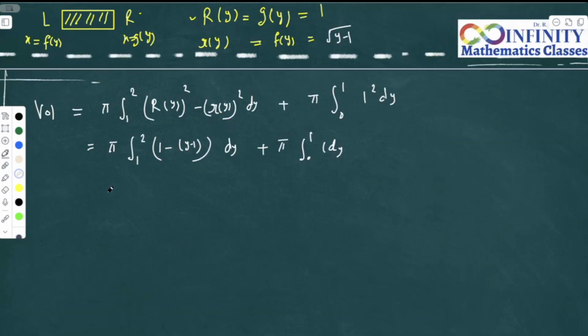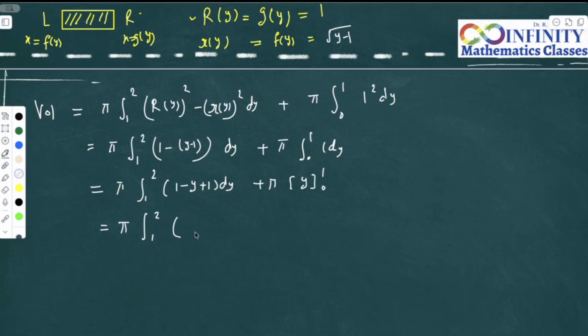Should I explain how? Okay, so this is going to be from 1 to 2. Is it going to be 1 minus y plus 1 dy? Just open the bracket. Integration of 1 is going to be y with the limit 0 to 1. You just try to simplify. Is it going to be 2 minus y dy? Right.